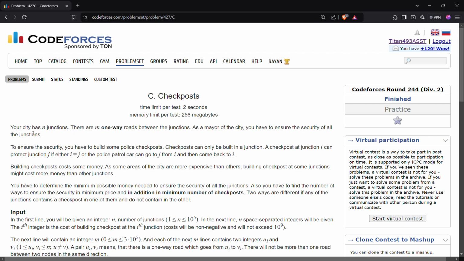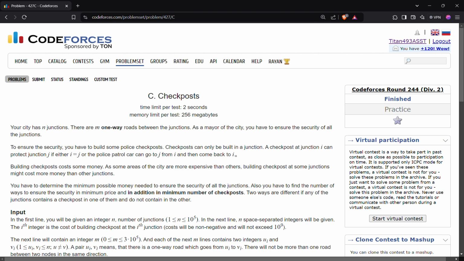Okay, so your city has n junctions. So the problem states that your city has n junctions. There are n one-way roads. So one-way roads, not two-way roads. So between the junctions, as a mayor of the city, you have to ensure the security of all the junctions. To ensure the security, you have to build some police checkposts. So checkposts can only be built in a junction.